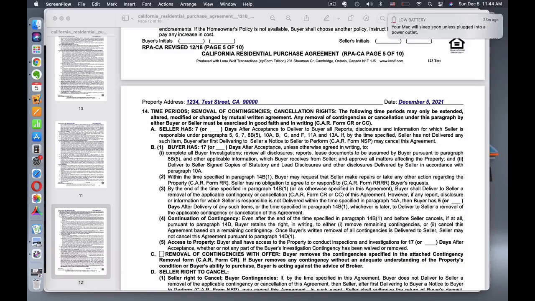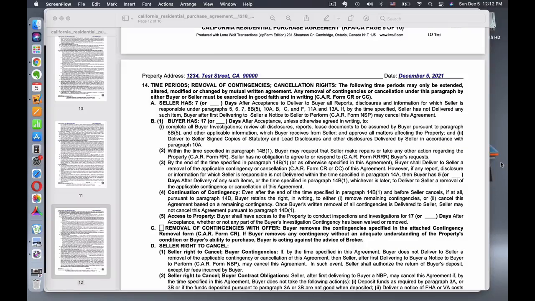Otherwise, outside of this 17 days, this covers everything to do with your physical investigations on the property, reviewing any disclosures or documents, doing any type of investigation about the neighborhood or the area. You get this time period to do this, and if you come to us and you say, I don't like the property because of X, Y, and Z, I really want to back out of this transaction, under this time period, and this 14B1, we can cancel, and we do not have to give the seller any reason why we're canceling and get the money back.